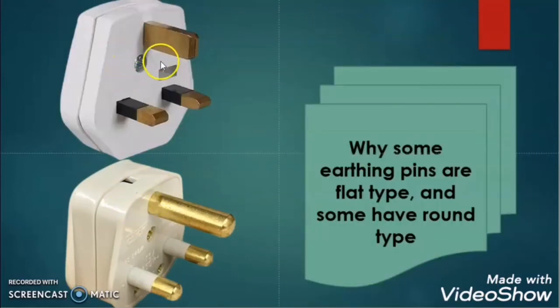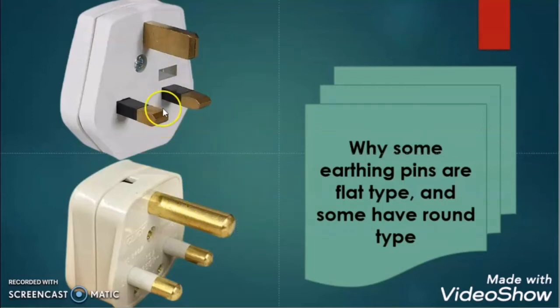Now let us try to understand another fact related to electrical plugs: some plugs have flat pins and some plugs have rounded pins. In the USA, flat pins are the culture, and in the UK and in India, round pins are the culture. Why like this? Why do some countries follow the flat pin culture and why do some countries follow the round pin culture?